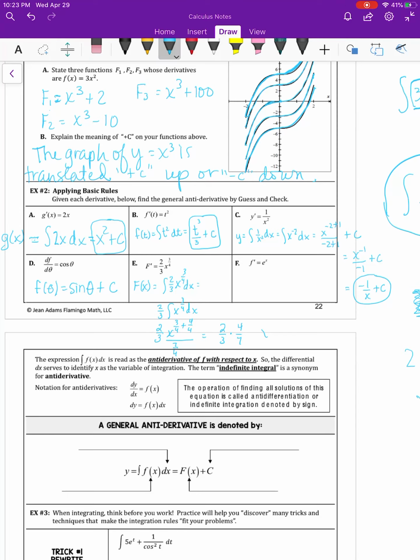Oops, I put equals. Sorry. I don't know why I put equals there.